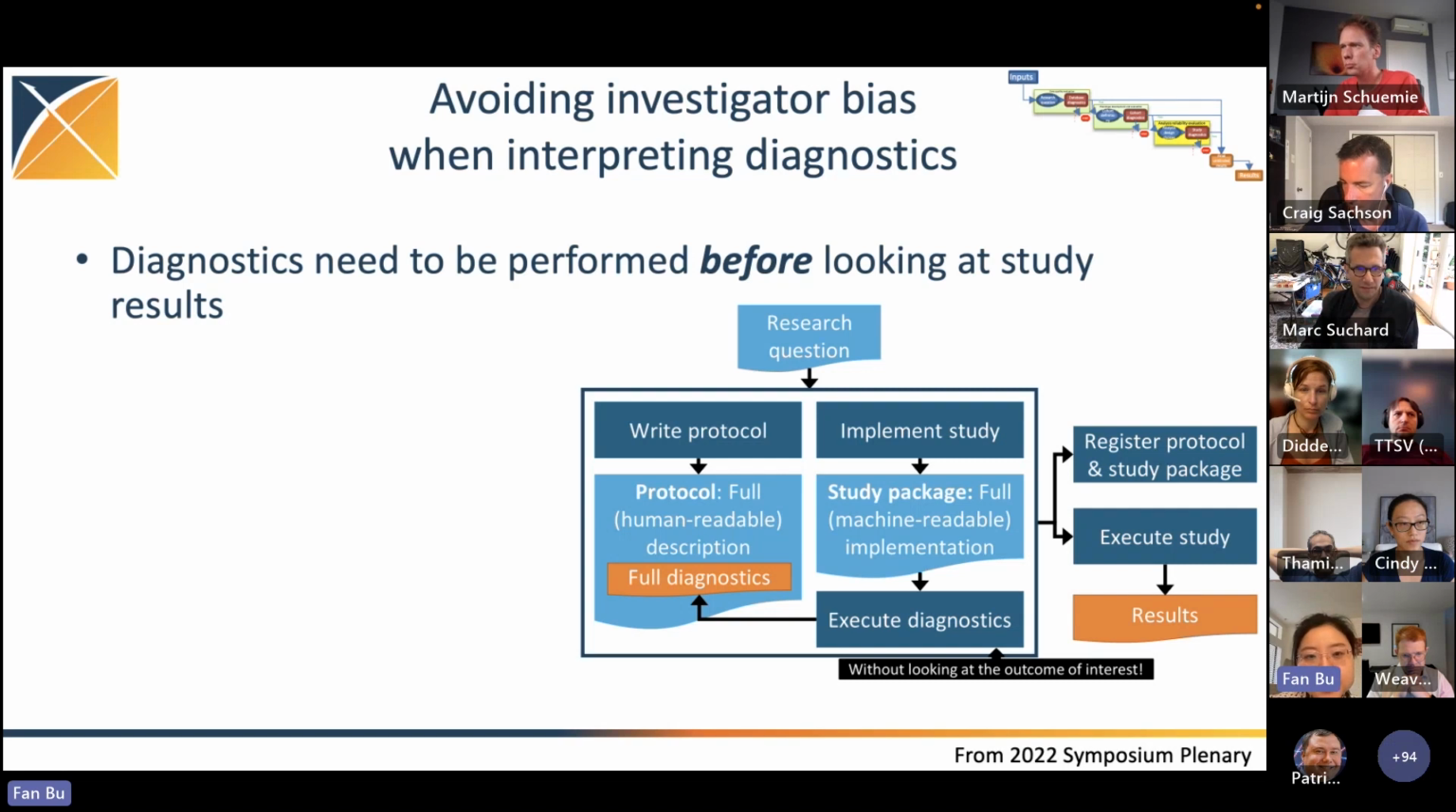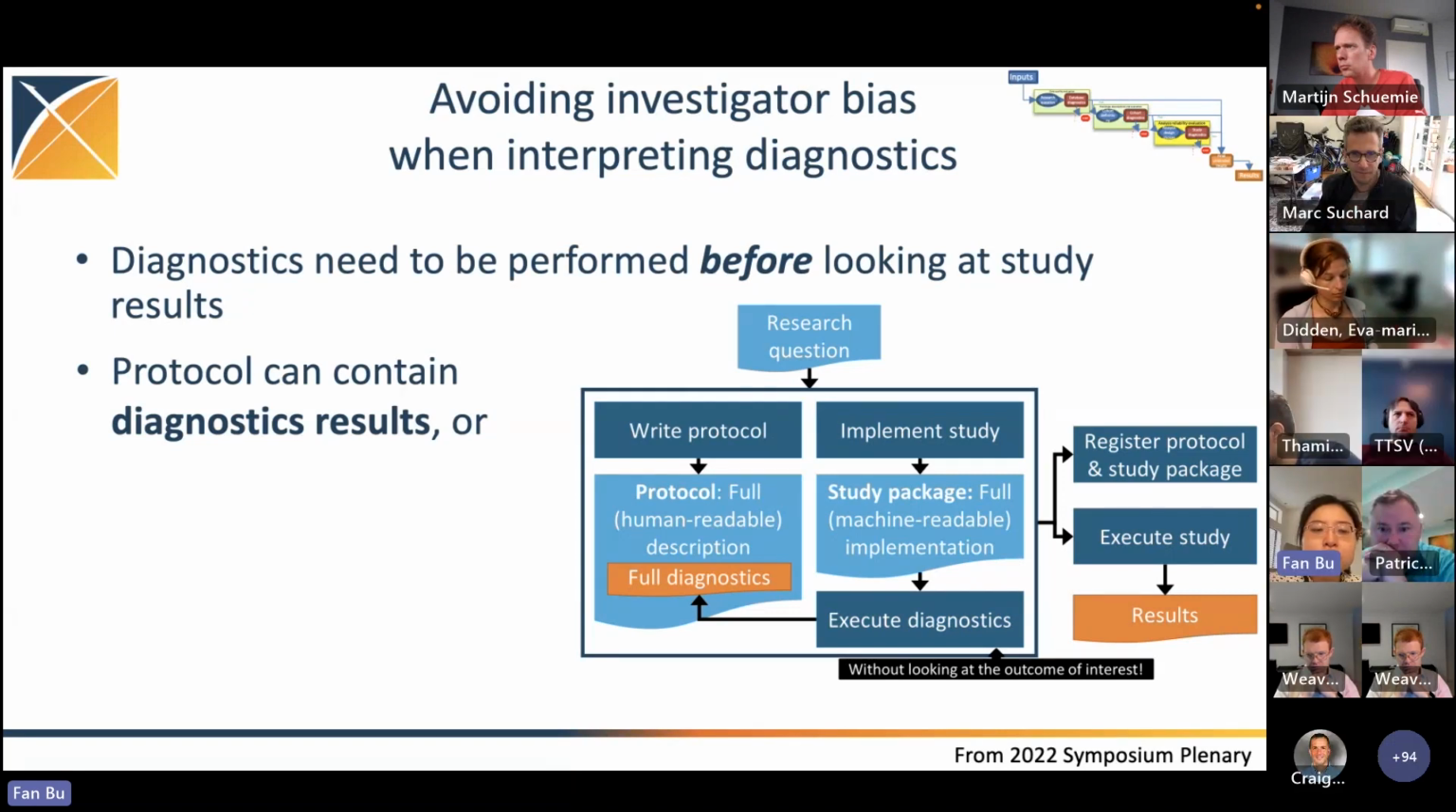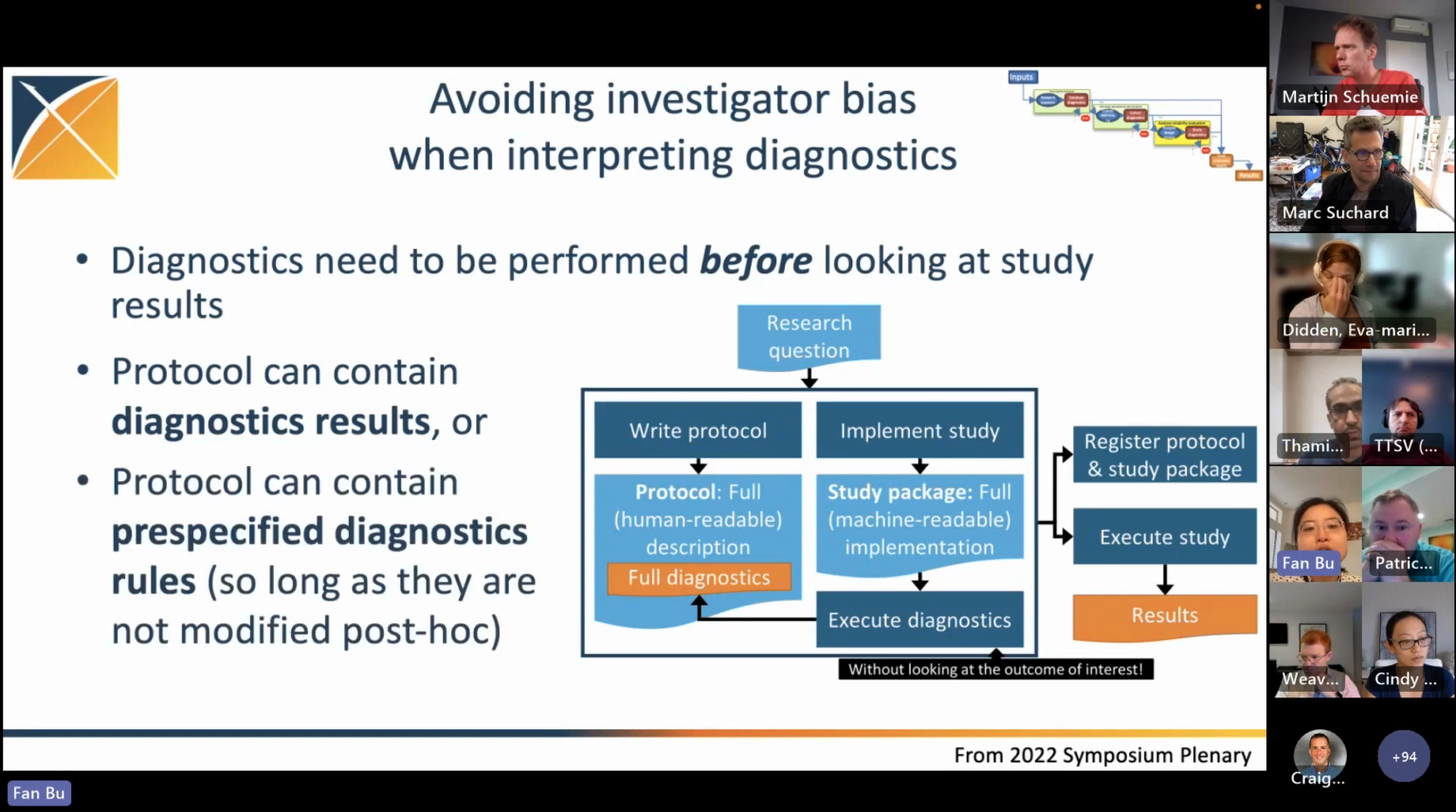And in last year's symposium, Martijn presented this beautiful diagram about how we can go about this. Again, the central thing is that we need to perform diagnostics before checking out, disseminating, and interpreting study results, to ensure that we do not cherry pick the results. In the very early stage of developing our study design, when we are writing the protocol, we can either write down the diagnostics results in the protocol, or we can write down our diagnostics rules and then follow them when we have the analysis done, before looking at the analysis results.